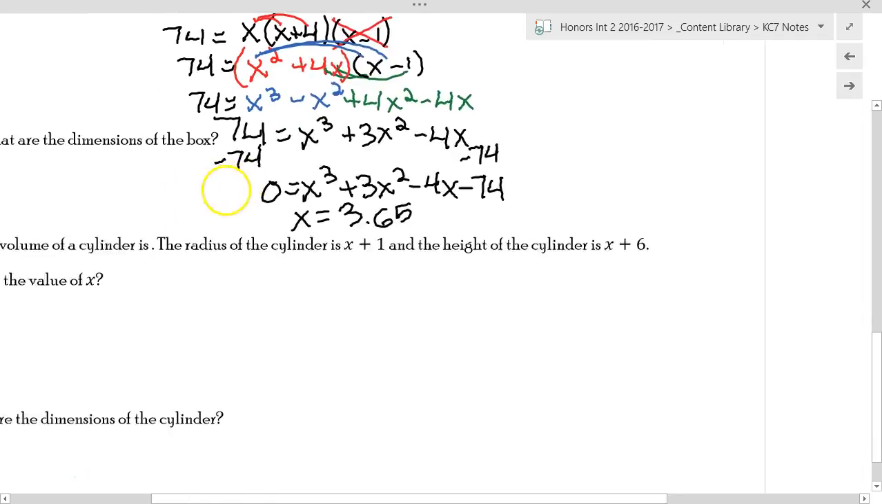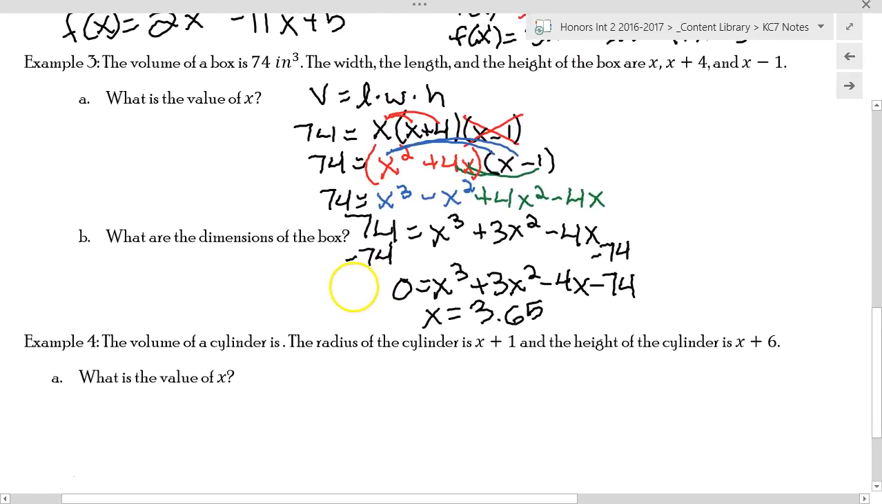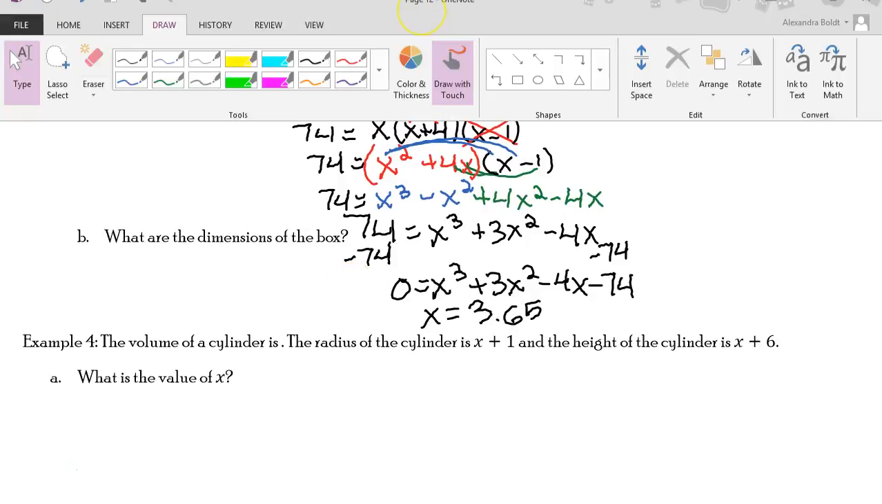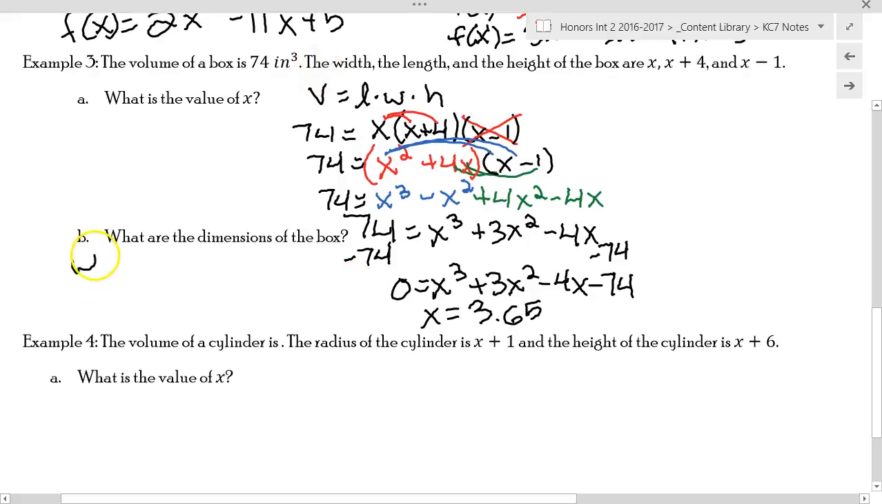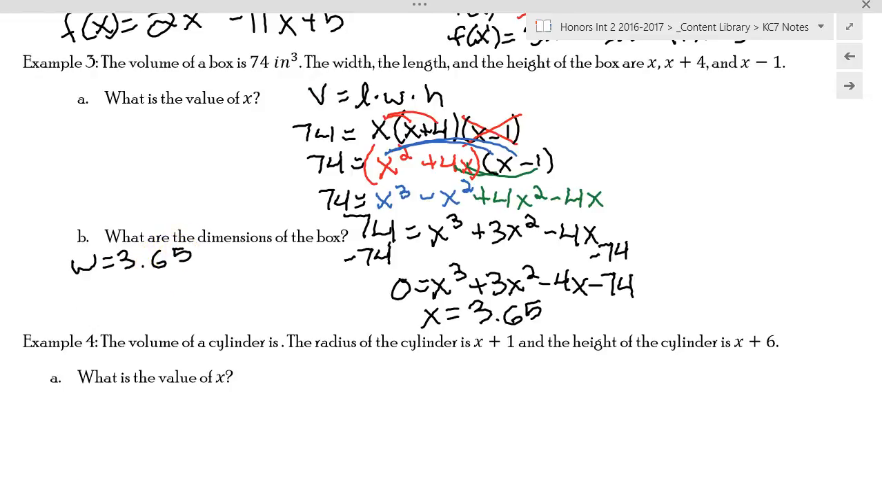Then my next question, which is kind of run over, is what are the dimensions of the box? Well, the width is just x, which is 3.65. The length is x plus 4. Well, 3.65 plus 4 is 7.65. And the height is x minus 1, which would be 2.65. That's it for that one.